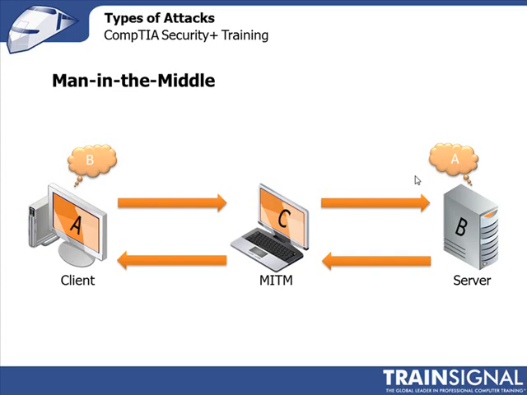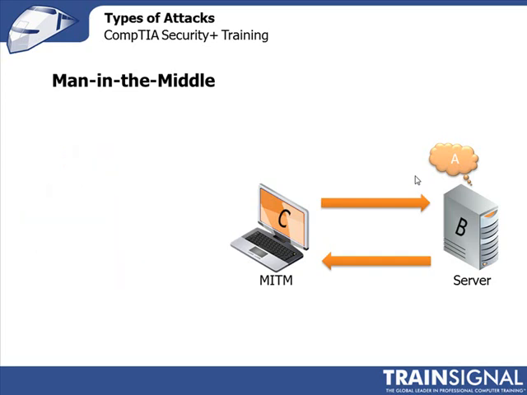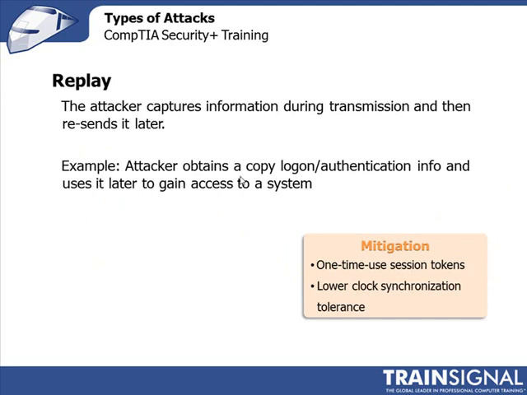Now later, after the session's over, C can replay that username and password information to B, starting a new session pretending to be A. That's when the replay attack occurs. So here's that example I just showed you. The attacker obtains a copy of the logon information and uses it again later to access the system. Some mitigation for replay attacks: use one-time use session tokens. So after that session ends, the replay attacker can't use that same session because it was one-time use.